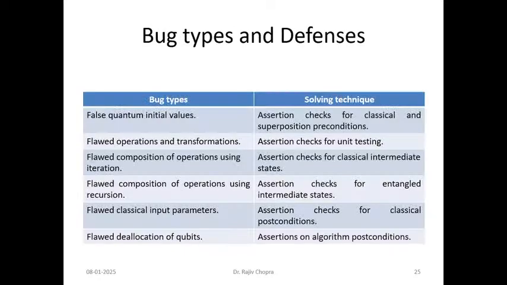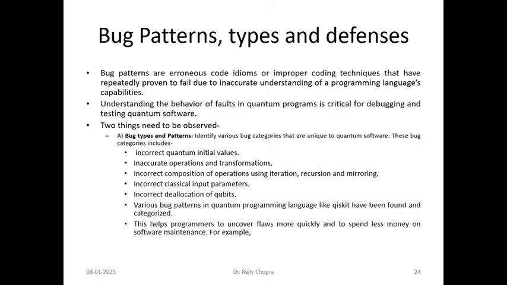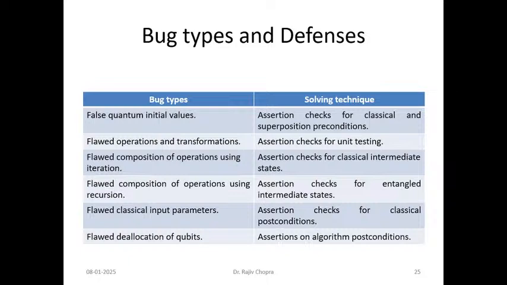So giving incorrect quantum initial values to the circuit itself can give you wrong results. All these patterns you have to identify, and then these are the different bug types and their solving techniques. Suppose you have given false quantum initial values. What you can do is assertion checks for classical and superposition conditions. Then for flawed operations and transformations, assertion checks for unit testing. So the bug types have been identified, and then their solving techniques are also being given.